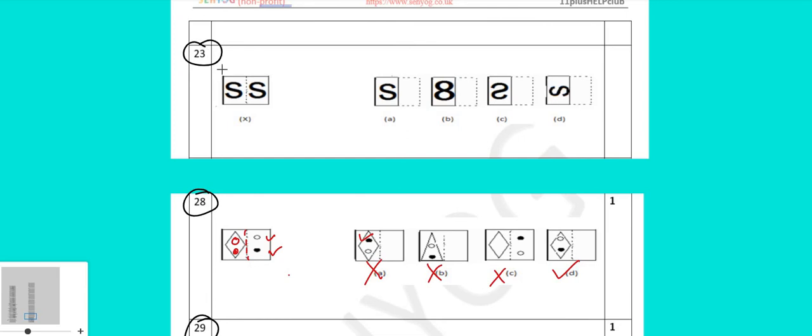Moving on to the next example, that is example number 23. Here there are two S's given with the fold of the paper denoted. After we fold the paper, as it is an S here, it will be an inverted S here, like this, making B our correct answer. It will just be reflected. So therefore none of the others are the option that we are looking for.